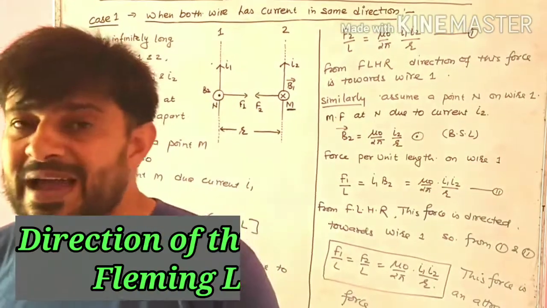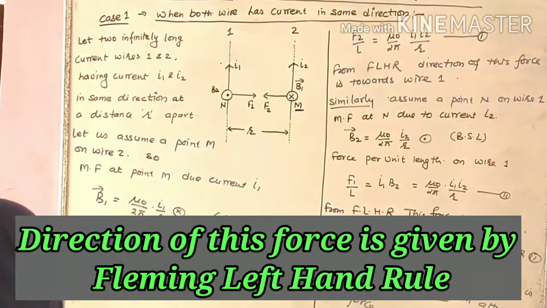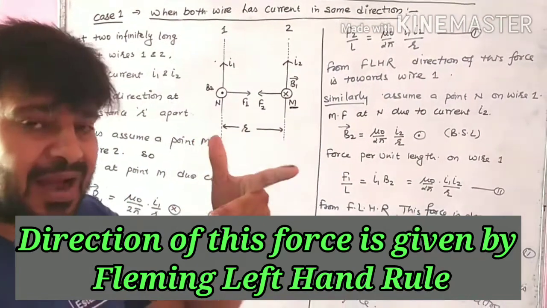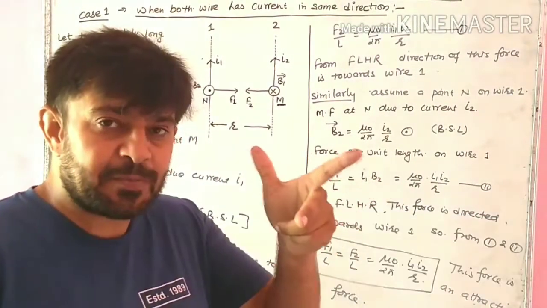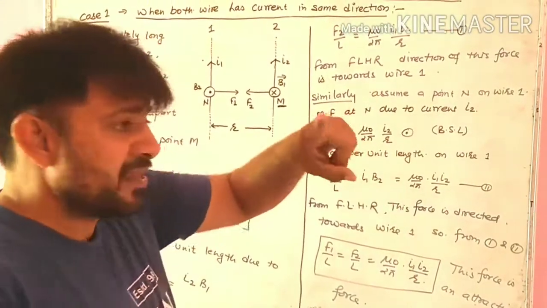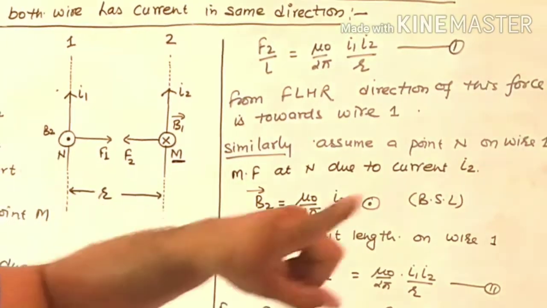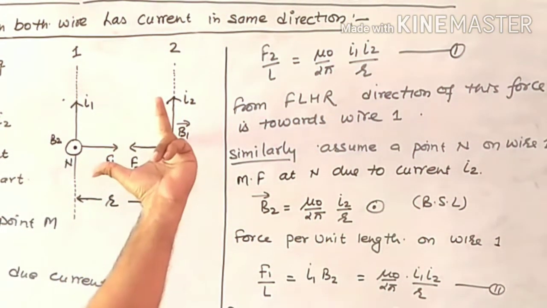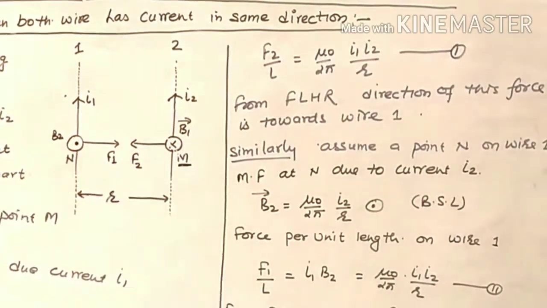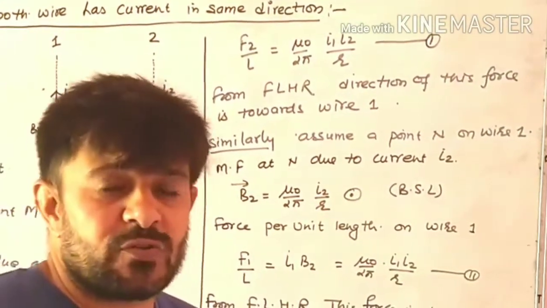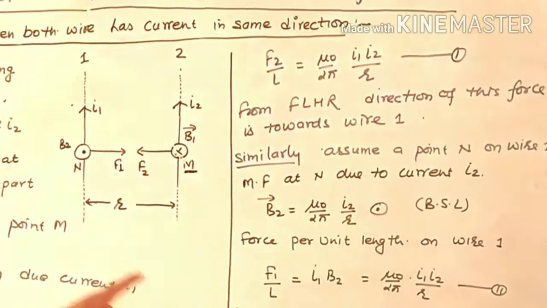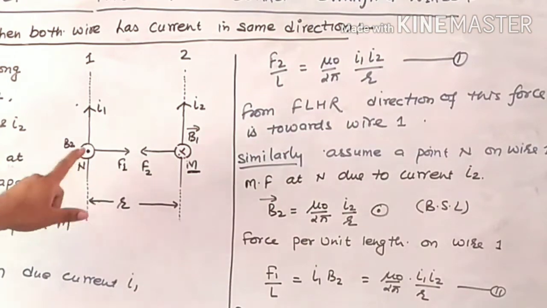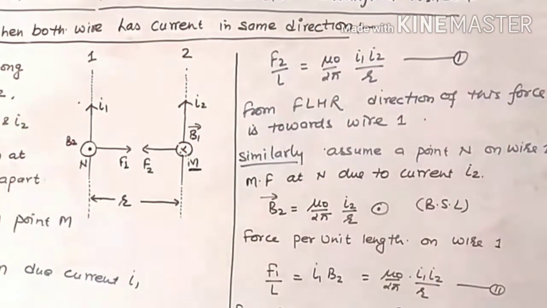Direction of this is given by Fleming left hand rule. Fleming left hand rule says, if we keep our three left hand fingers in such a way that each is perpendicular to each other, then the first finger goes in the direction of magnetic field, the second finger goes in the direction of current, and thumb points in the direction of force. So force will be towards wire 1. This force will be towards wire 1.